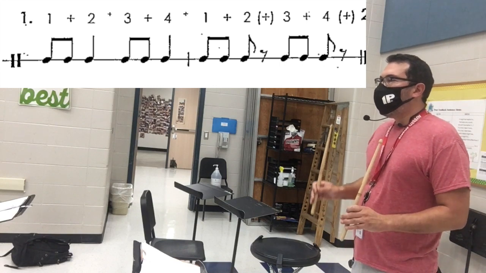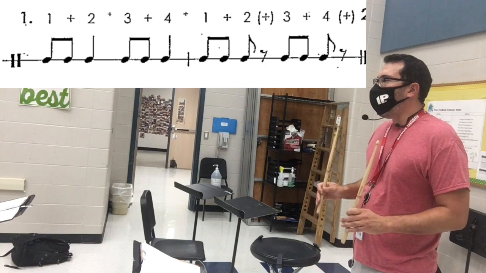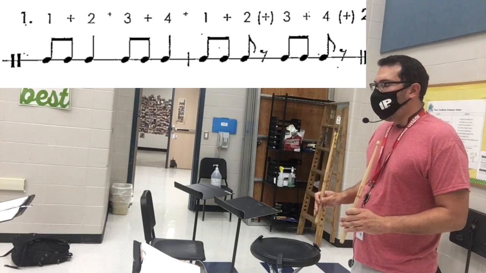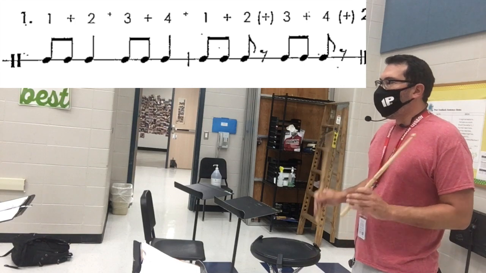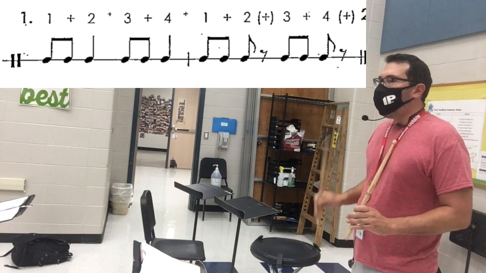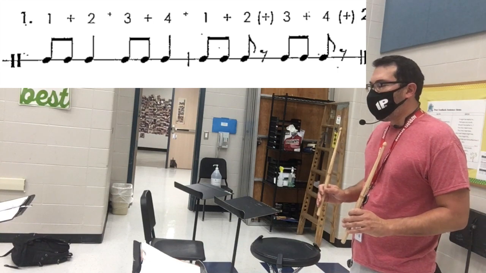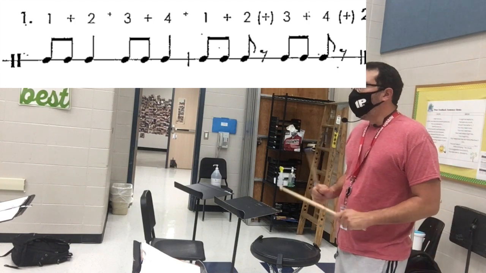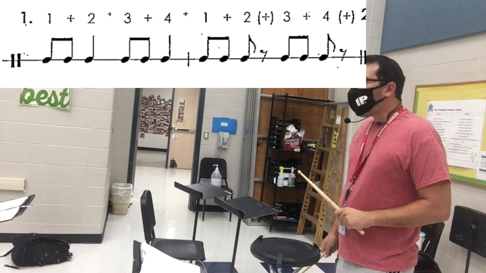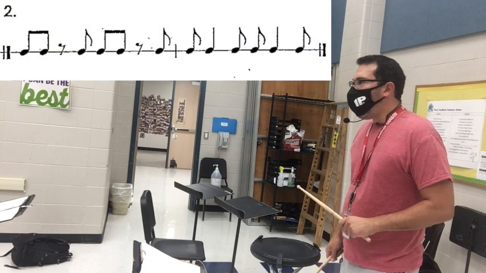1 and 2, 3 and 4. Try it again. 1, 2, ready, go. 1 and 2, 3 and 4. See all the numbers start on the right? Okay, now look at number 2. It goes 1 and 2 and 3 and 4 and 1 and 3 and.